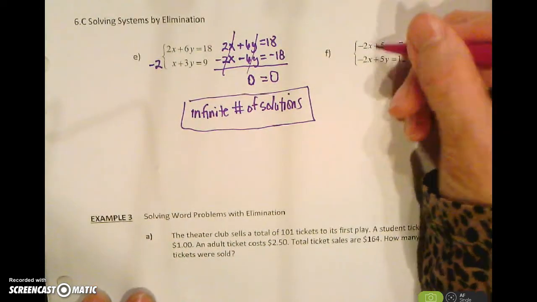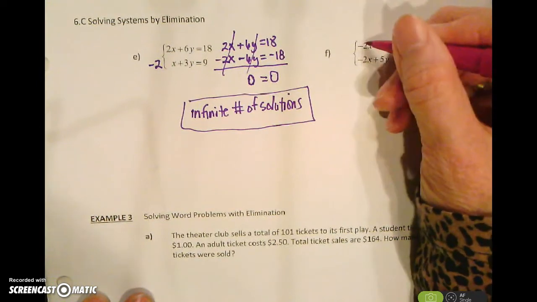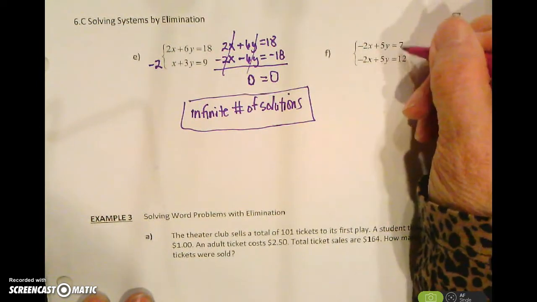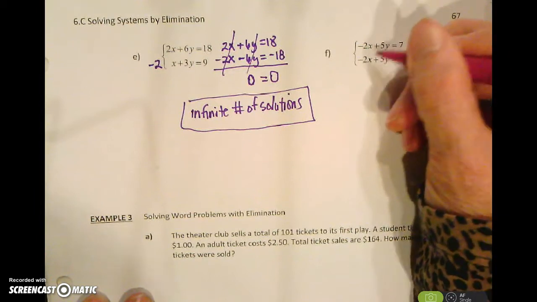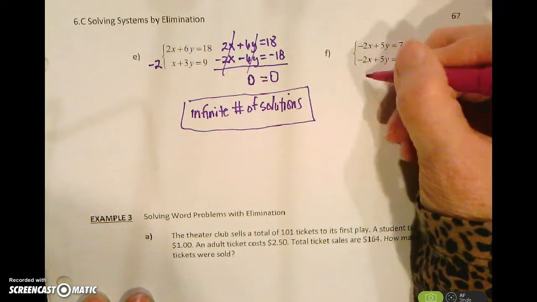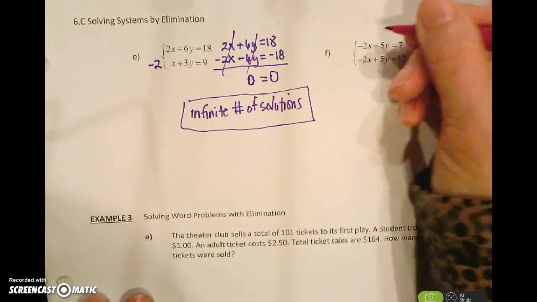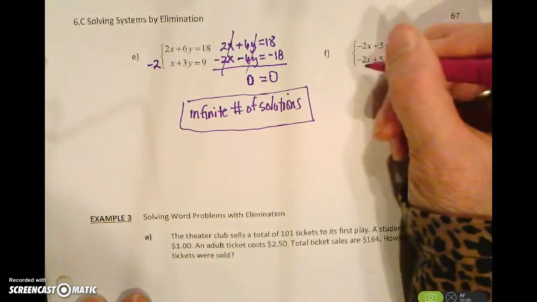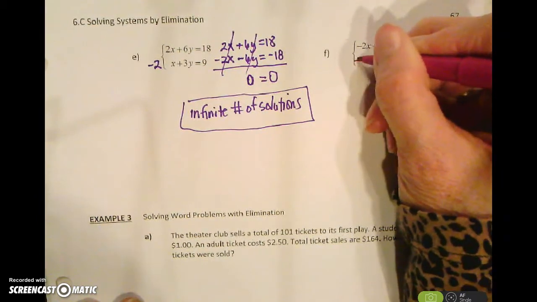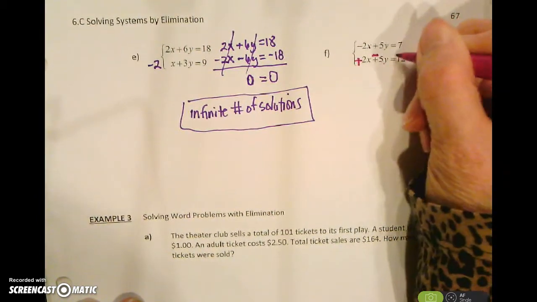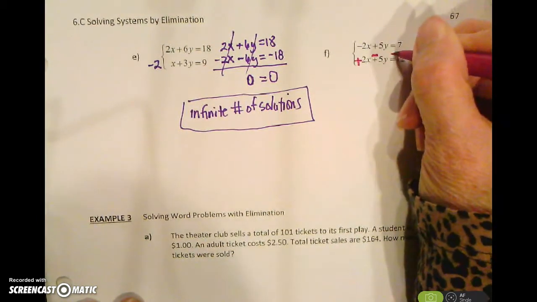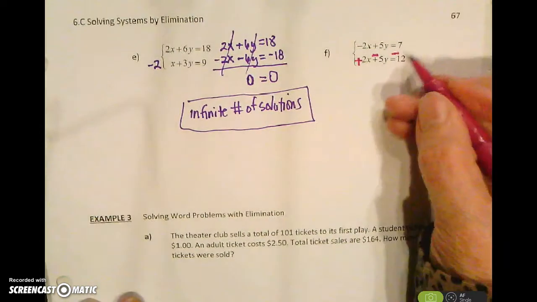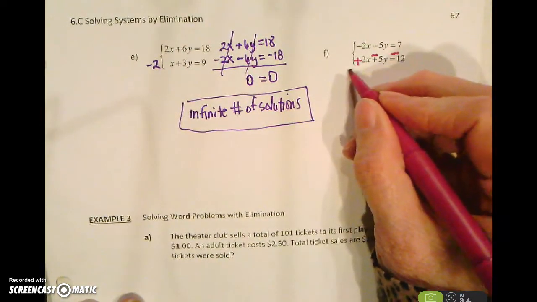Then F, that looks really nice, but I really can't eliminate anything quite yet because I get a negative 4 and a positive 10. So what I'm going to do is I just need to change the signs. So this is going to change and become a positive. This will be negative, and then it's equal to this will be negative. So be careful if you're going to do something like that. Make sure it's very clear.